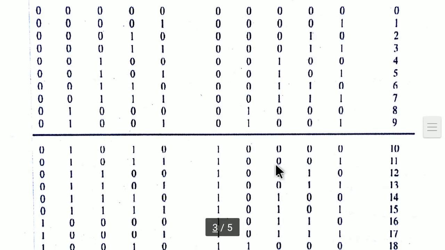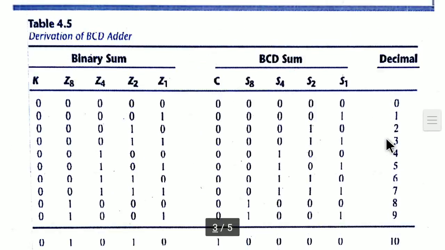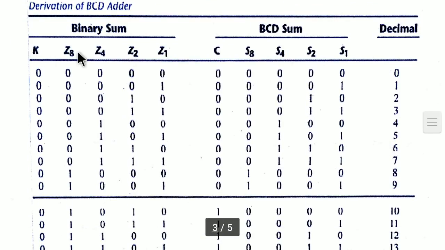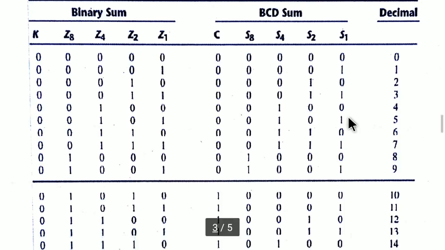I have drawn a line here. This is my important line which is going to show you the difference. So this is the binary sum and this is our BCD sum. Look at this. Both this table and this table are exactly the same for 0 to 9. There is no change. Look at this, 0, 0, 0, 0, 1, 1. The same way 0, 0, 1, 1. So from 0 to 9, there is no difference between our BCD and our binary.